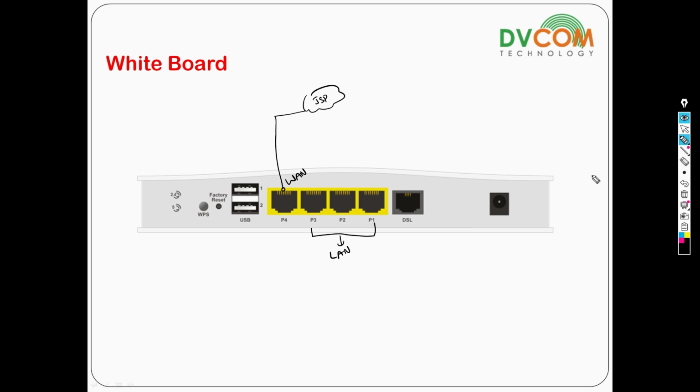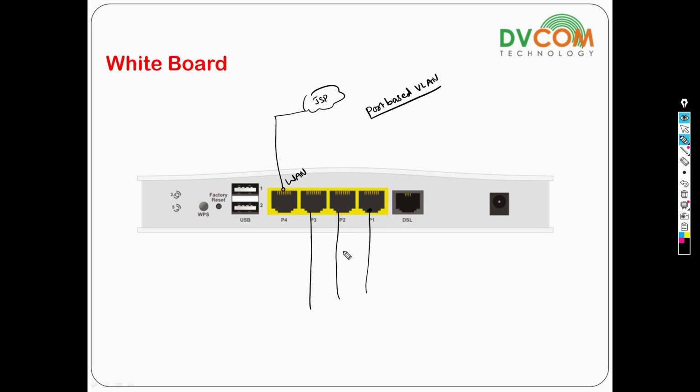So now my concern is that I want to use port number 1 for a different purpose. Port number 2 I want to use for a different purpose. Port number 3 I want to use for a different purpose. So this concept we can call a port based VLAN, which means each and every port you can keep in a different VLAN or different subnet. So that's what you are going to do, guys.